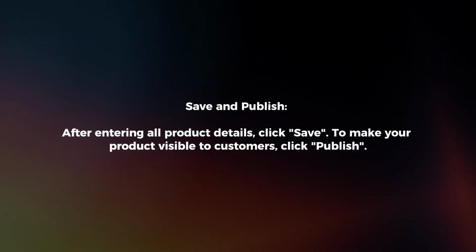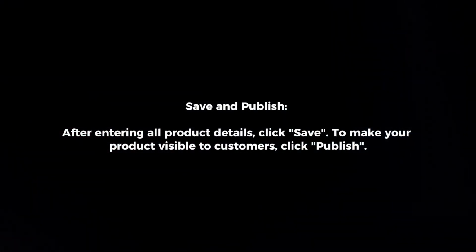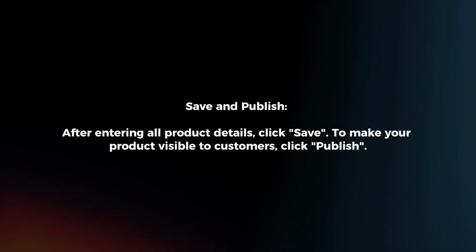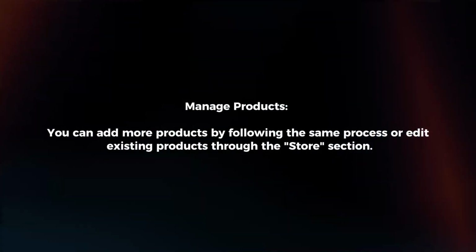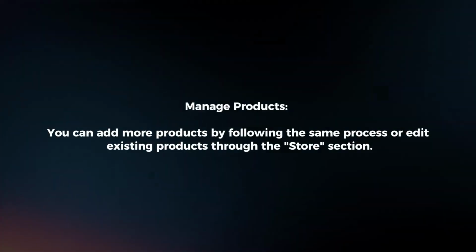Save and publish. After entering all product details, click Save. To make your product visible to customers, click Publish. Manage products. You can add more products by following the same process or edit existing products through the Store section.